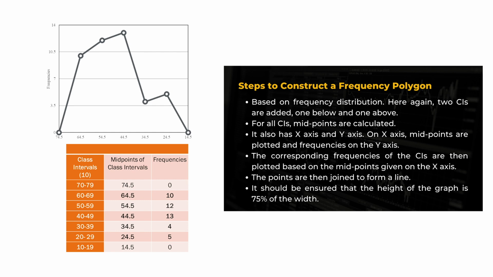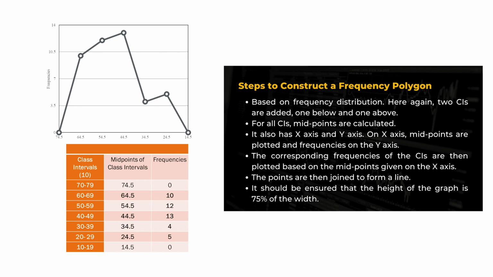Now you see here also, this is again based on a frequency distribution, and here also two class intervals are added. They are one below and one above, right? As we did in the histogram. We have taken one above and one below, 10 to 19 and 70 to 79. We have added two more class intervals, and the frequency stands as 0.